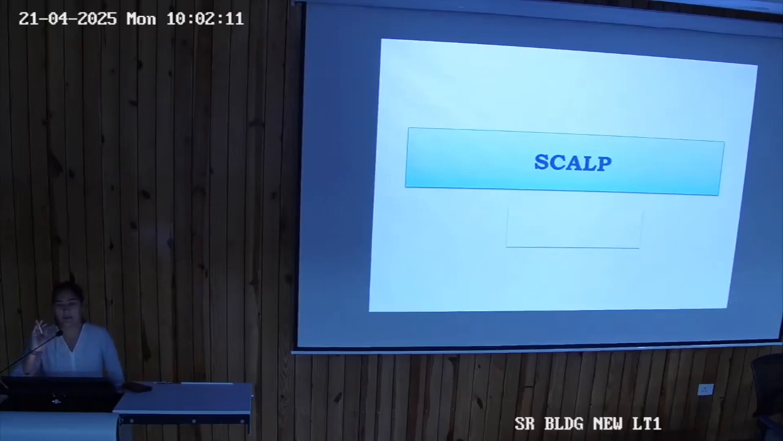You have read about the skull. In osteology, we have already taught you what the skull is, its basic boundaries, what the vertex is, what the bregma is. That has been taught to you.